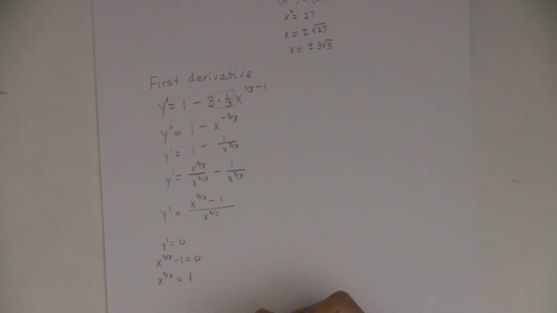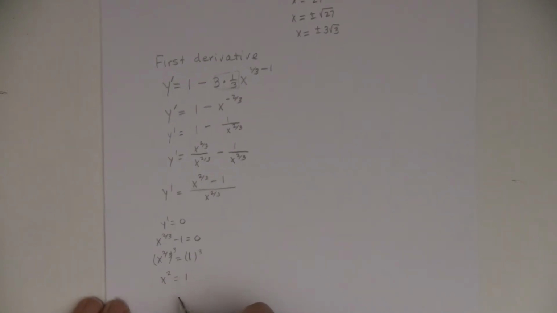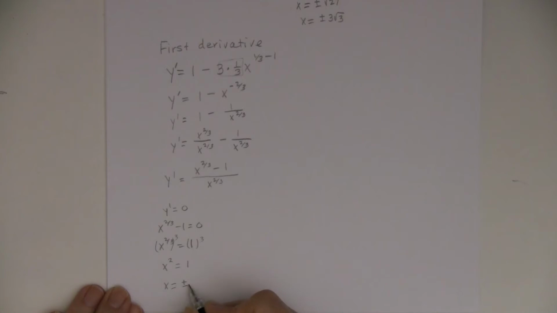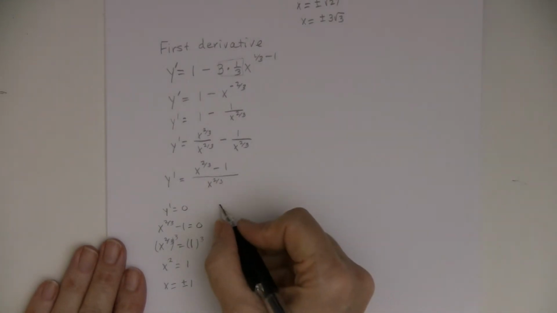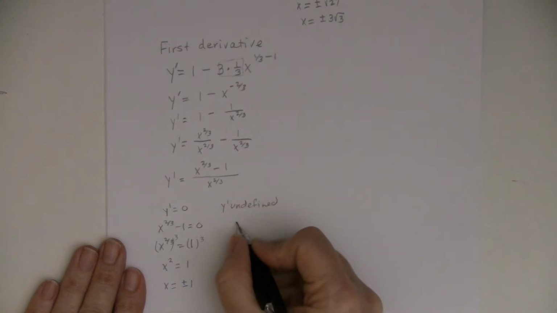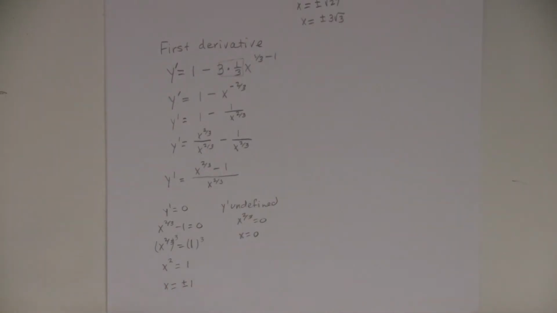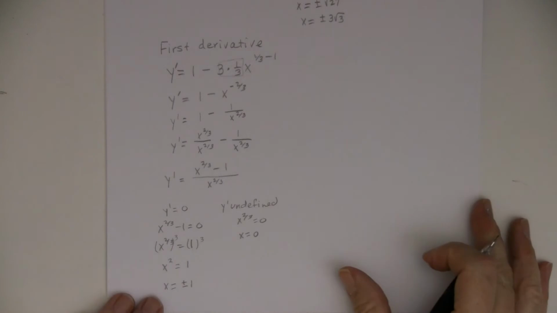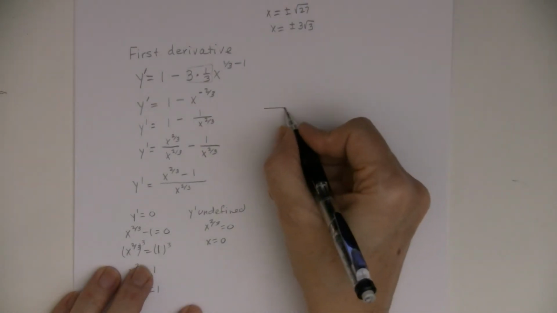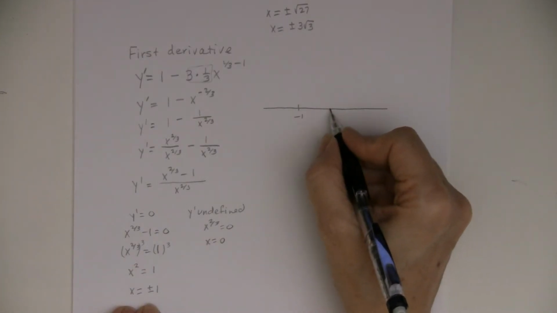So I could raise both sides to the third like I did on that other one, and then I would get X squared equals 1, and then I could take the square root of both sides, so plus or minus 1, right? Now this is undefined. That's another place that I could have some critical points. That's when X to the 2/3 equals 0, so that's X equals 0. So we have all these critical points, and I'm going to put those critical points on a number line. And remember that we didn't have any domain issues.